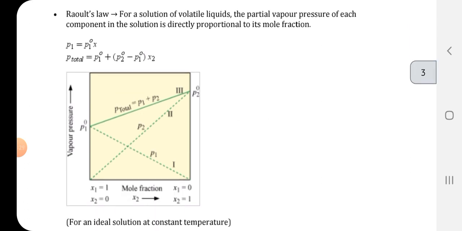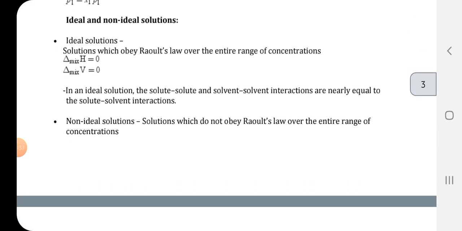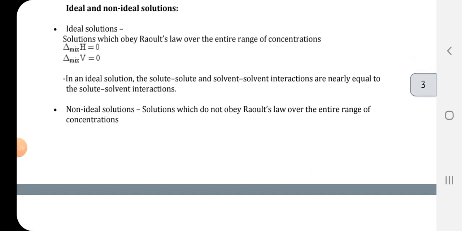Raoult's law: for a solution of volatile liquids, the partial vapor pressure of each component in the solution is directly proportional to its mole fraction. Ideal solutions are solutions which obey Raoult's law over the entire range of concentration, and non-ideal solutions do not obey Raoult's law.